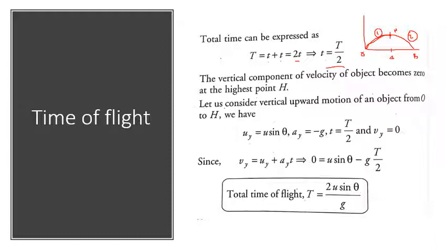So the next point is that the vertical component of velocity of the object becomes 0 at the highest point H. So this also we discussed in the previous slide. So what is the vertical component of velocity at the highest point H? So I have given you in the graph, it has only the horizontal component, not the vertical component. So the horizontal component is u cos theta. Okay. The vertical component becomes 0 at the maximum height. Am I clear?